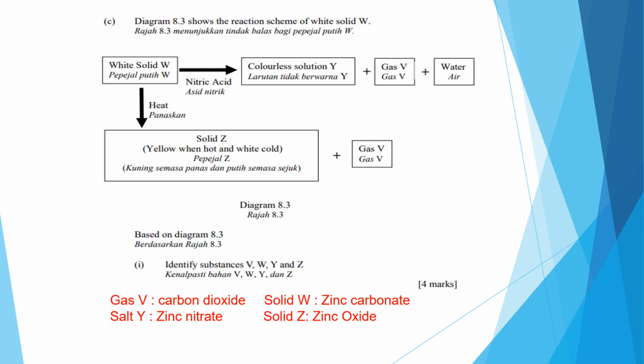Diagram 8.3 shows the reaction scheme of white solid W. Based on diagram 8.3, identify substances V, W, Y, and Z. V is a gas, which is carbon dioxide. Solid W is zinc carbonate. Salt Y is zinc nitrate, and solid Z is zinc oxide.